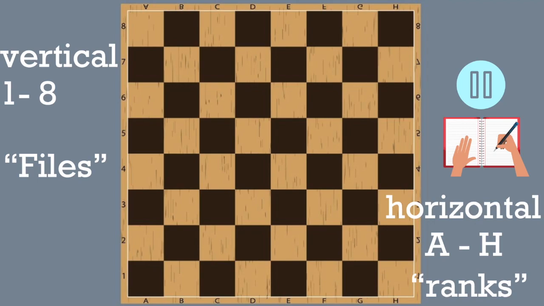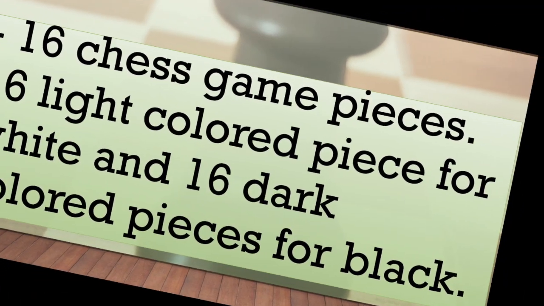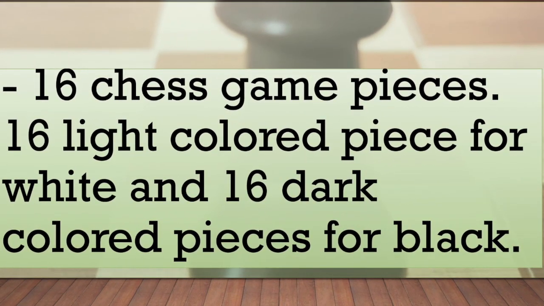If you're going to describe the movement of each chess piece, you're going to identify what vertical number it is moving to and what horizontal letter it is also moving to, or the rank of that particular chess piece. There are 16 chess game pieces: 16 light-colored pieces for white and 16 dark-colored pieces for black.